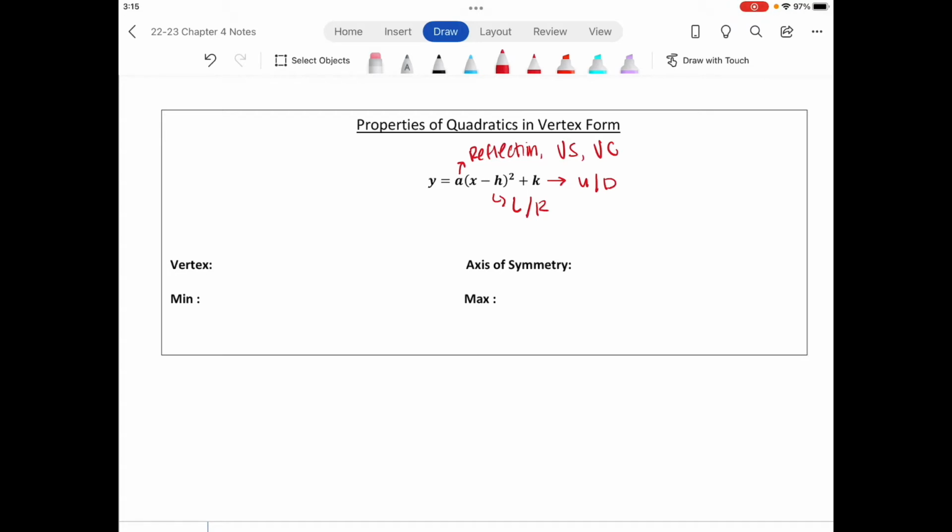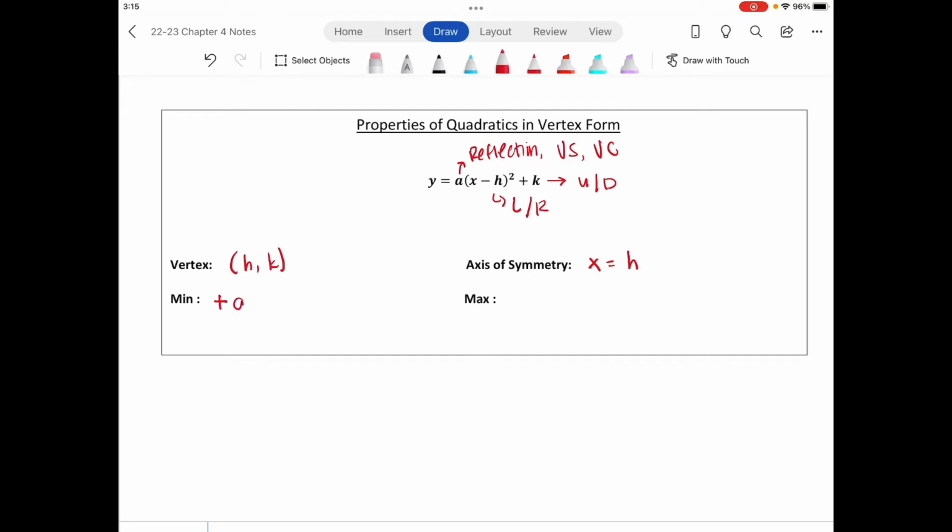Just like with the vertex of an absolute value, it came from the h and the k value, the left and right, and the up and down. So our vertex, again, is going to be h and k. The axis of symmetry, same thing. It's always going to be x equals h. It's going to be the x coordinate of our vertex.